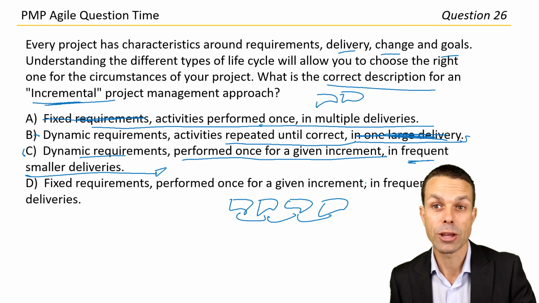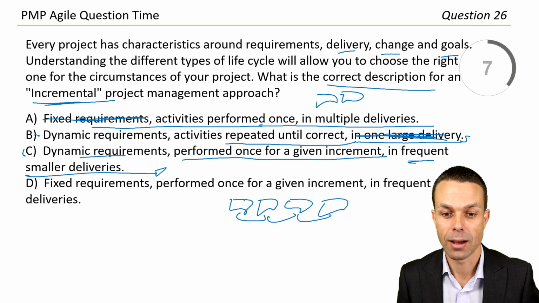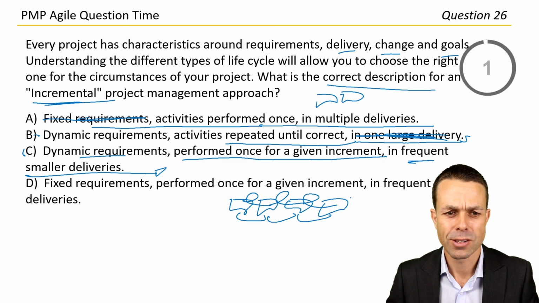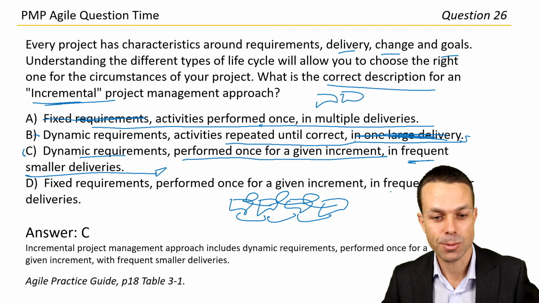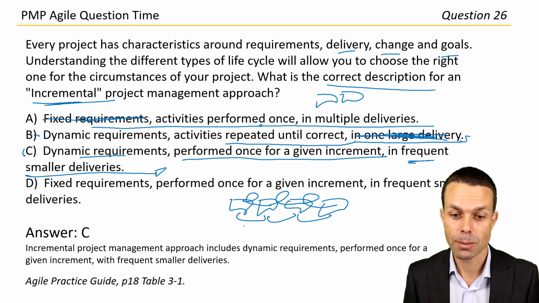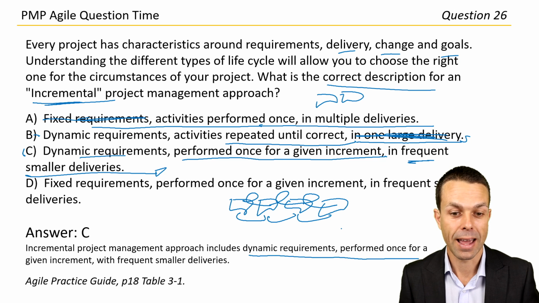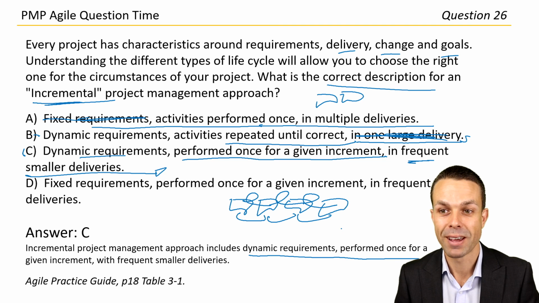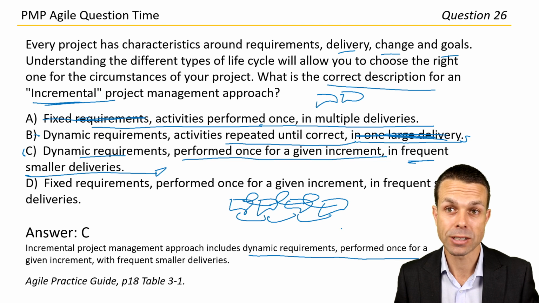And then if we're iteratively improving, then that's a separate thing. But for each one, we can iterate as well. And when we combine those two things together, we have our Agile approach. So let's go with answer C. Answer C. Incremental project management approach includes dynamic requirements performed once for one of those increments, and those increments delivered in frequent smaller deliveries. That is a wonderful way, and I think we've learned a lot about Agile just going through these questions so far.